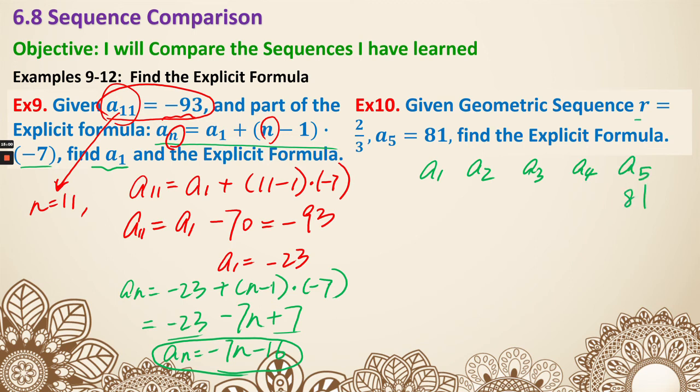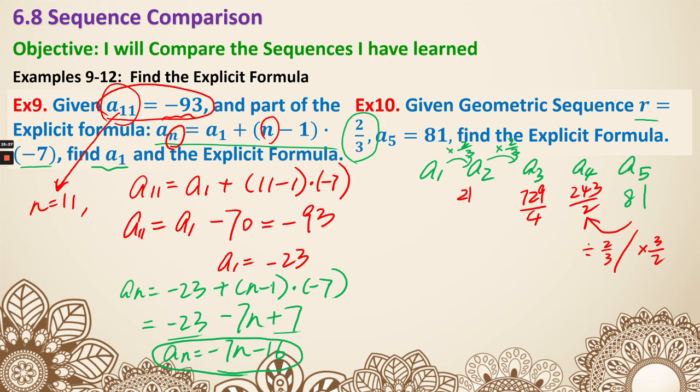That is 81. Since my r is 2/3, that means that I'm going forward to multiply by 2/3 to get to the term. Then that means if I'm going backwards, I'm going to have to divide by 2/3. Or in other words, I'm multiplying by the reciprocal number, which is 3/2. So 81 times 3/2 is going to give us 243 over 2. Then keep going, it's going to be 729 over 4, 2,187 over 16, and 6,561 over 32. That's my a sub 1.